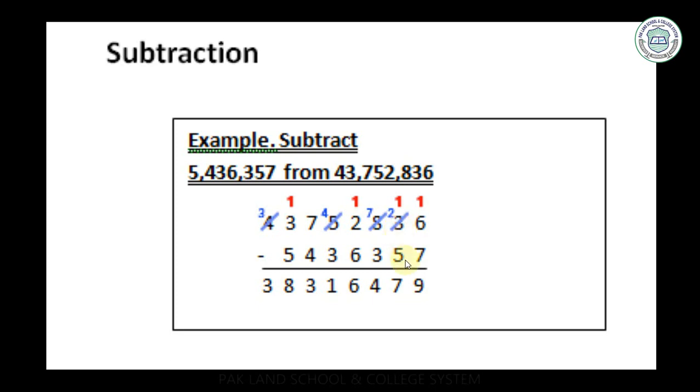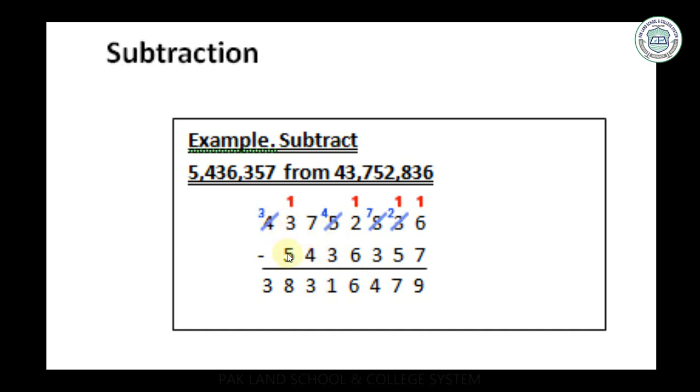2 is again smaller than 5. We take the borrow from the 8, it becomes 12. 12 minus 5 gives us 7. 7 minus 3 gives us 4. 2 is again smaller, we take the borrow from the 5, it becomes 12. 12 minus 6 gives us 6, 4 minus 3 gives us 1, 7 minus 3 gives us 3.